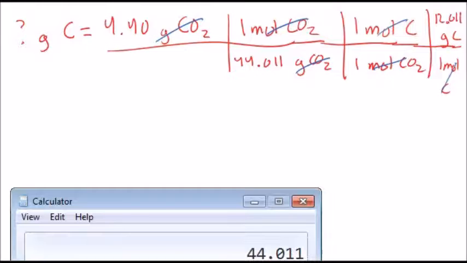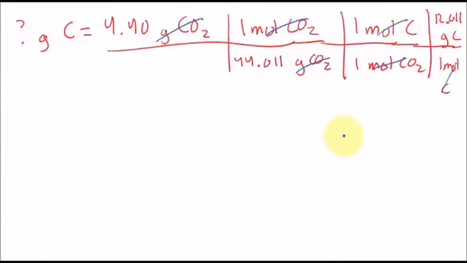So 4.40 times 1 times 1 times 12.011 divided by 44.011 times 1 times 1. Oh no, that's not what I wanted. Okay. 44.011. Oh yeah, okay. So we're getting this. Answer needs to be rounded down to 3 significant digits, so let's go ahead and do that. So just 1.20. Great, excellent. So this is 1.20 grams.